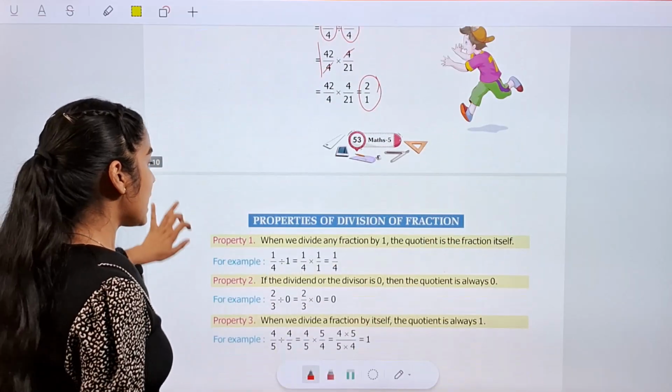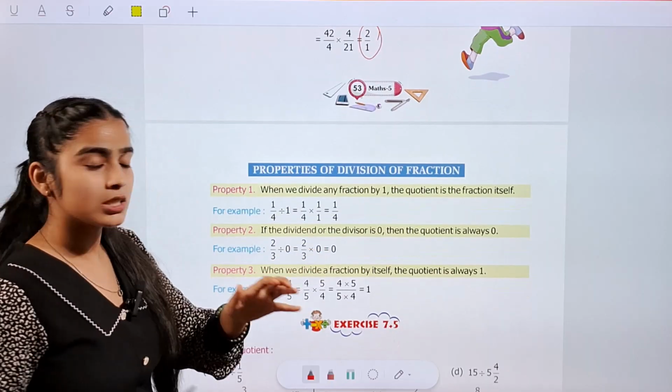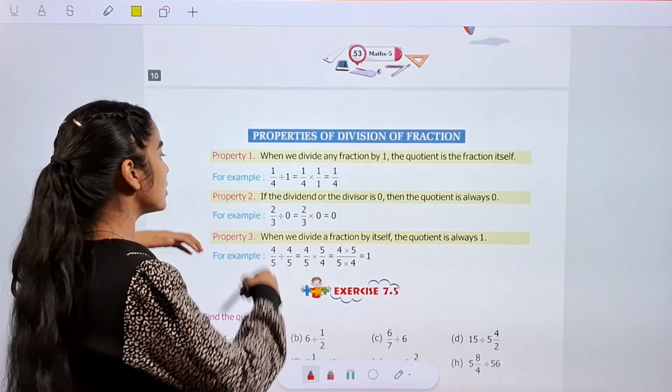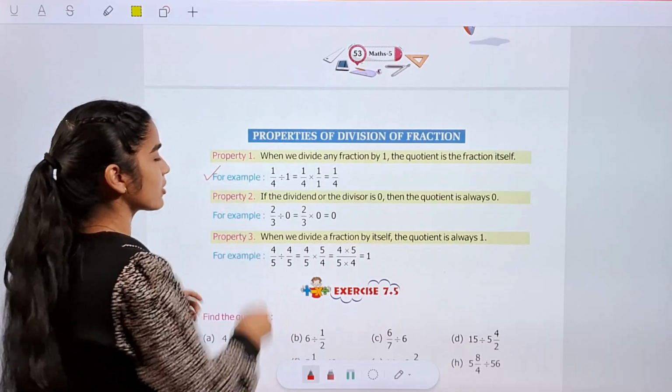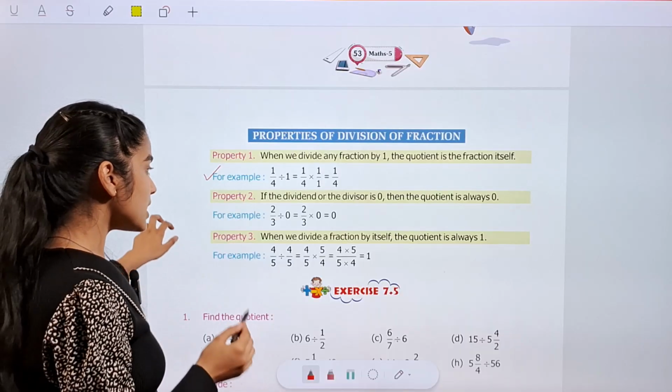Okay. Now properties of division of a fraction. When we divide any fraction by 1, the quotient is the fraction itself. It means कि हम किसी भी fraction को 1 से divide करेंगे. So what we get is the same fraction.